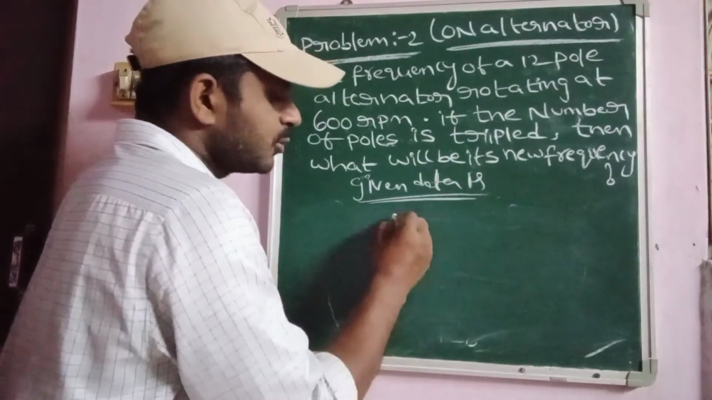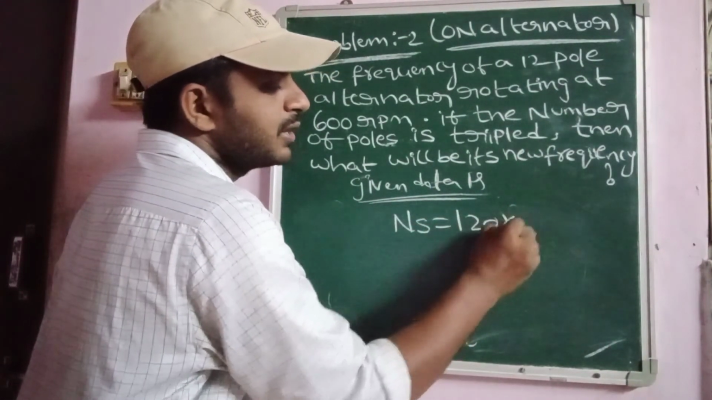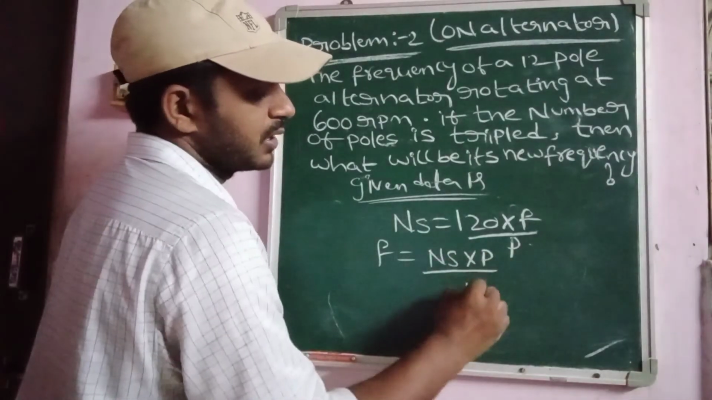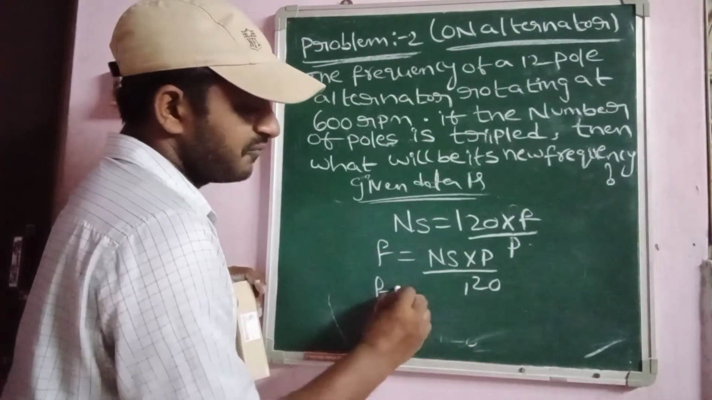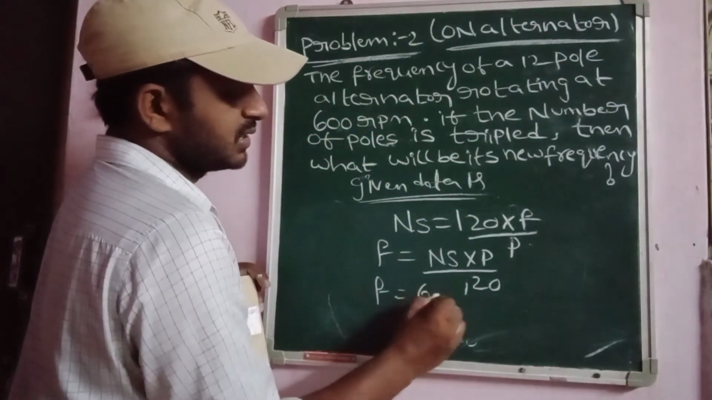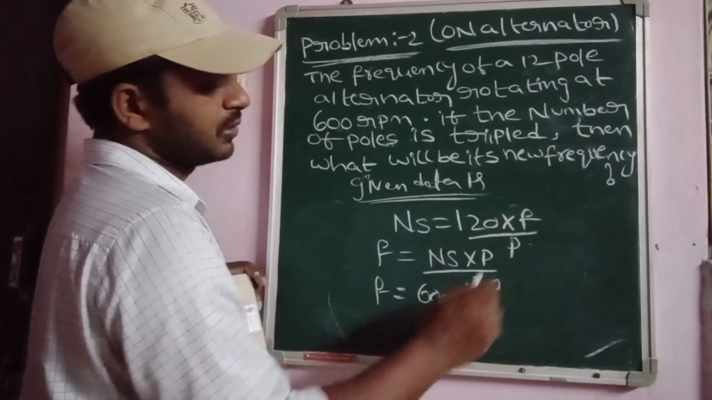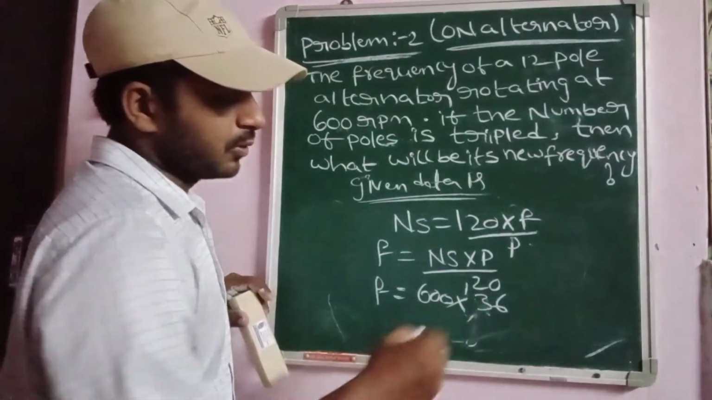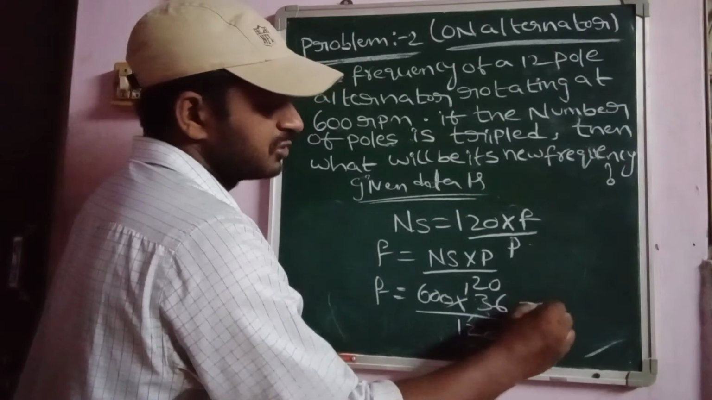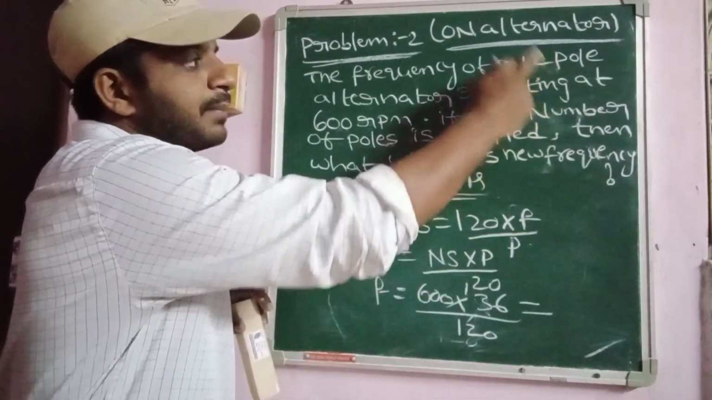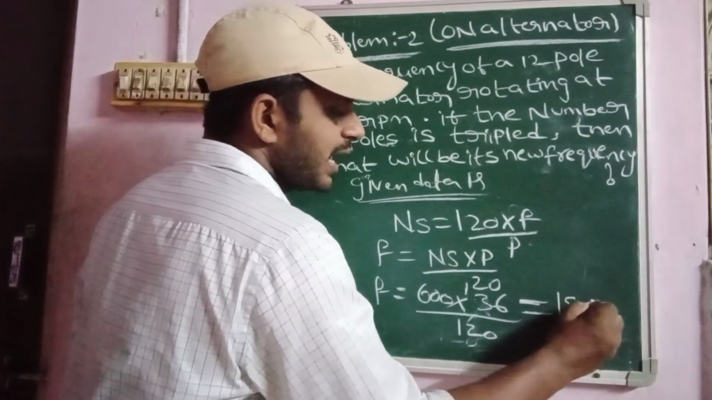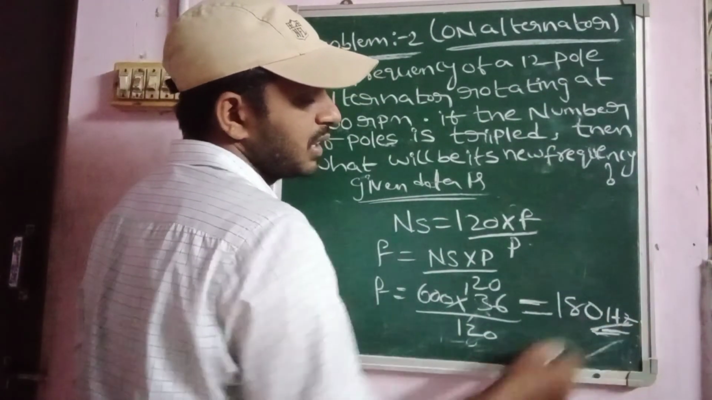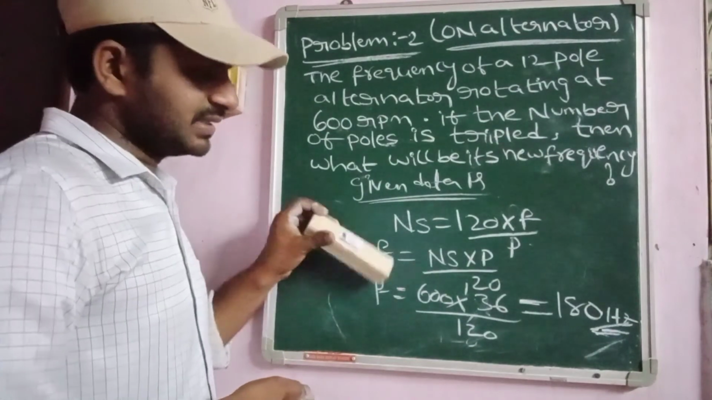So coming to this, the synchronous speed Ns is equal to 120 into f by p. So f is equal to Ns into p by 120. Okay, already you know all those things. Here Ns is already given as 600 rpm, into number of poles. If the number of poles is tripled, we get totally 36 poles, by 120. So finally we get the new frequency when the number of poles is tripled. Okay, that is given as 180 Hz. If you calculate all those values, you finally get 180 Hz here. Okay, so that is the final requirement.